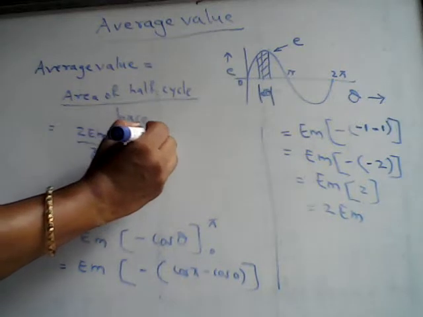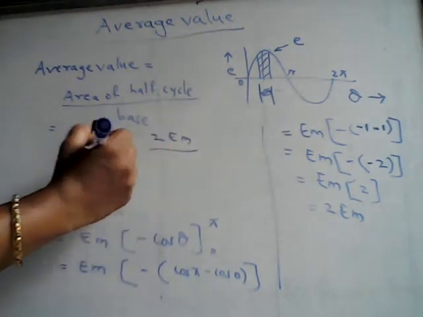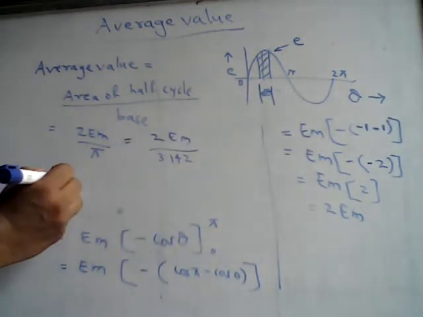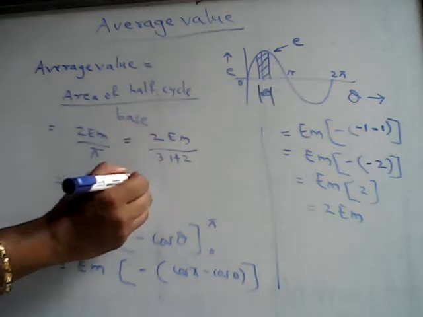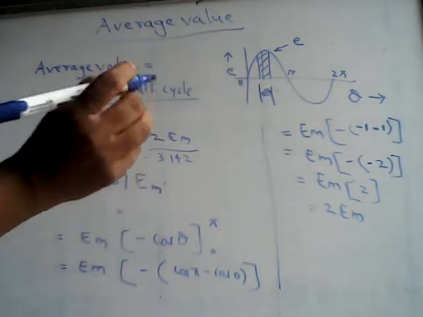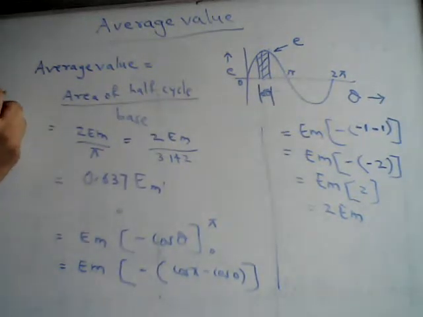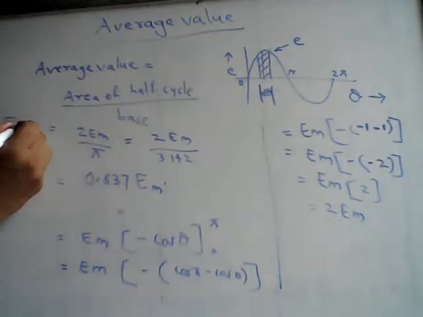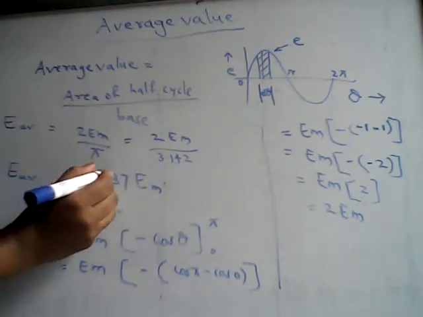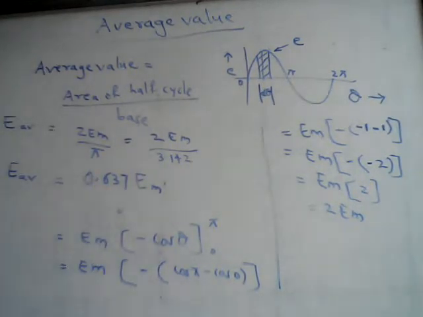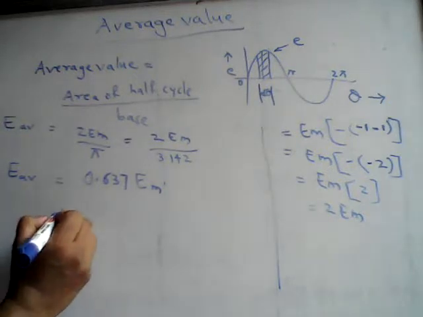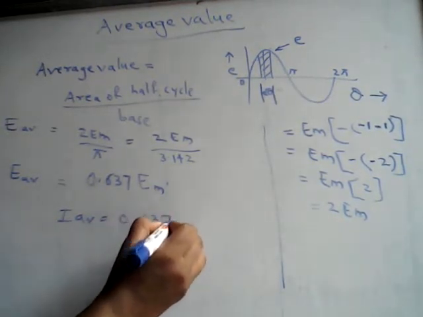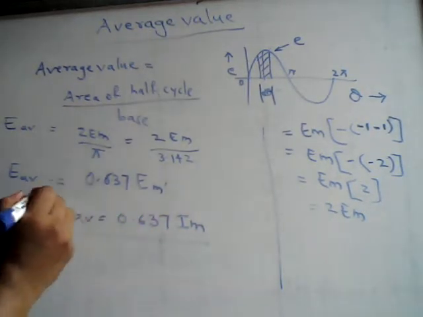and if we simplify this, 2 Em divided by pi is 3.142. So this will be equivalent to 0.637 times the maximum value of AC voltage, that is Em. So we got this as average value, which can be represented as E average. E average is equal to 0.637 times the maximum value of AC voltage. Similarly, we can prove for alternating current, which is varying sinusoidally by I average is equal to 0.637 times the maximum value of alternating current.